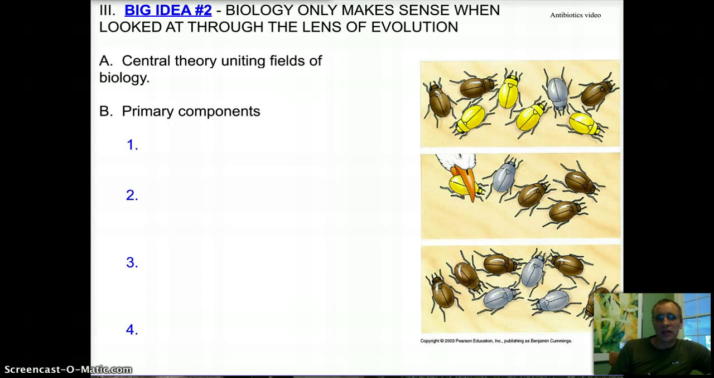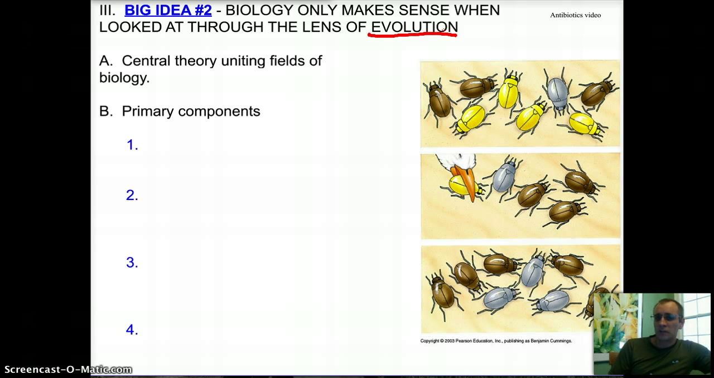Natural selection is really the main mechanism for the evolution of populations. So here we're talking about how populations evolve. Okay, and this is our main explanation for how that happens. There are other mechanisms that we'll get into, but this is sort of the primary one, and natural selection is really the only one that leads to adaptation within a population.